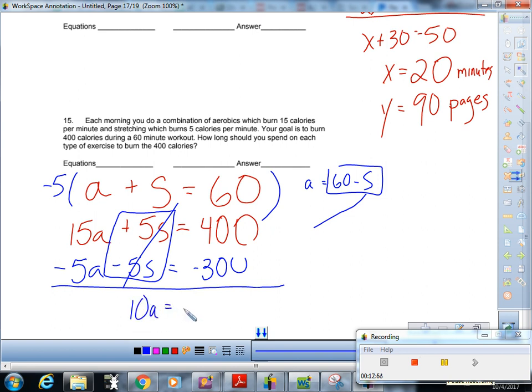400 plus -300 is 100. Divide each side by 10. So you're going to do 10. Oh, this is like my type of workout. 10 minutes of aerobic work, and therefore 50 minutes of stretching. Oh, I could handle that workout for sure. Okay? Boom!